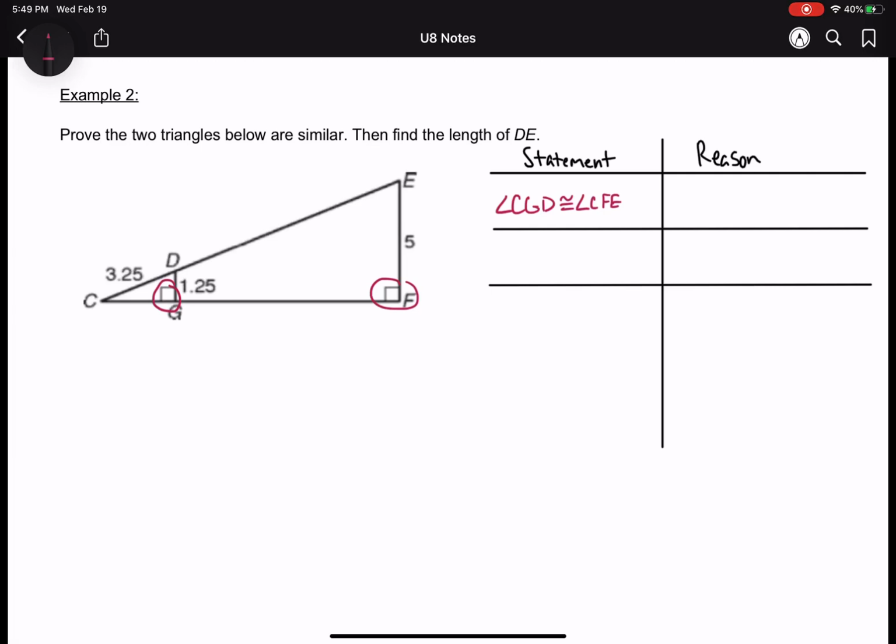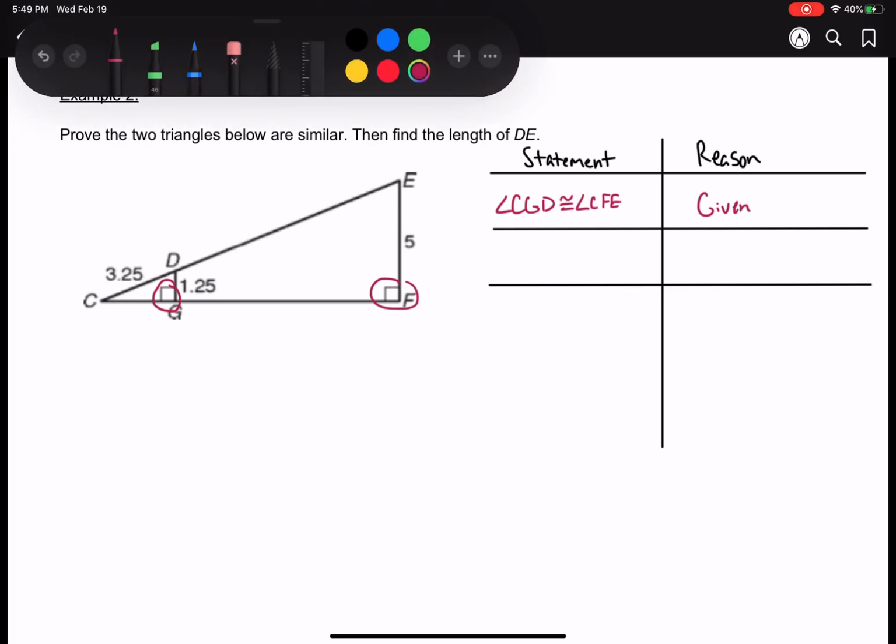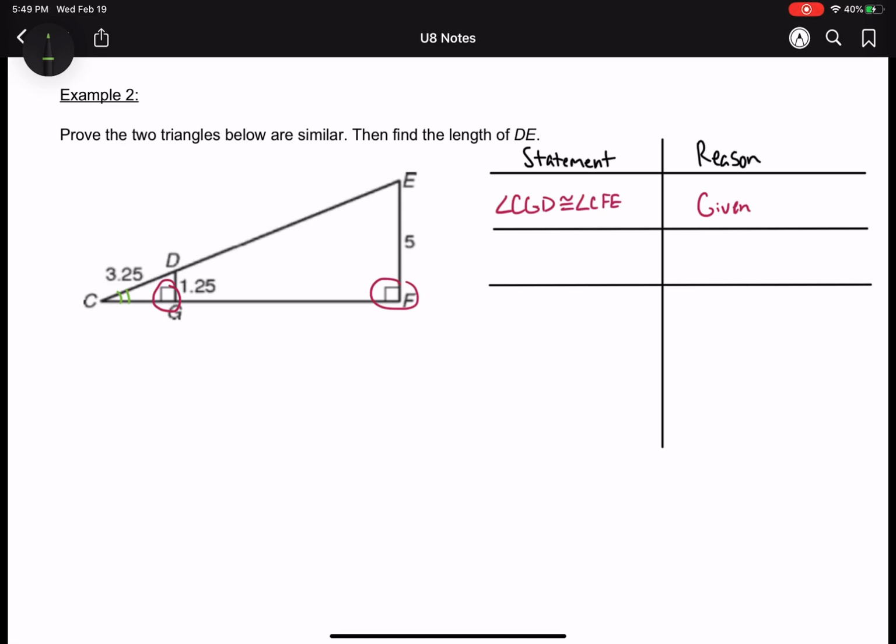I'm going to write given because it is given to me. So for my second line, I need to find a second angle that I can say is congruent in order to complete my angle-angle triangle similarity theorem. When I'm looking at these pictures, I notice that angle C is in both triangles. So I'm going to say that angle C is congruent to angle C by the reflexive property. I'm using the reflexive property because that property allows me to say that something is congruent to itself.